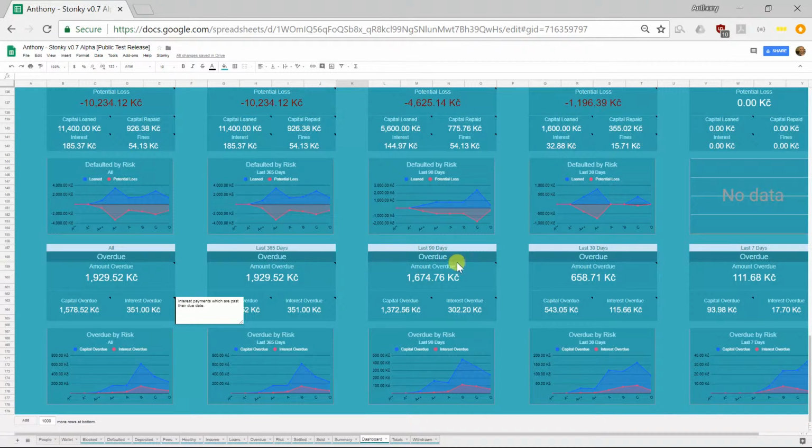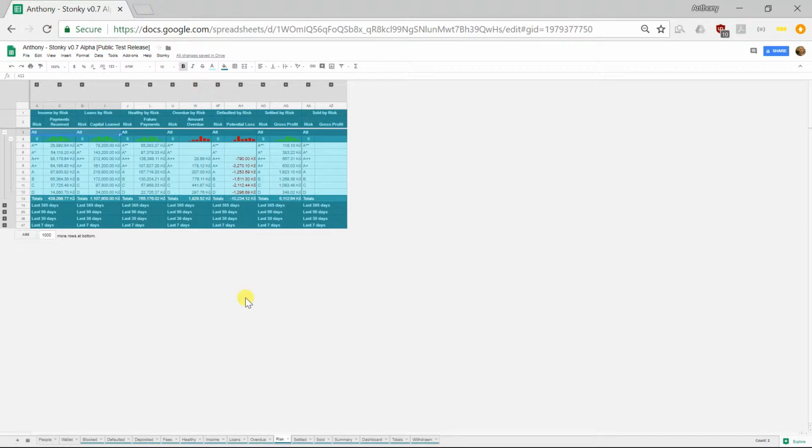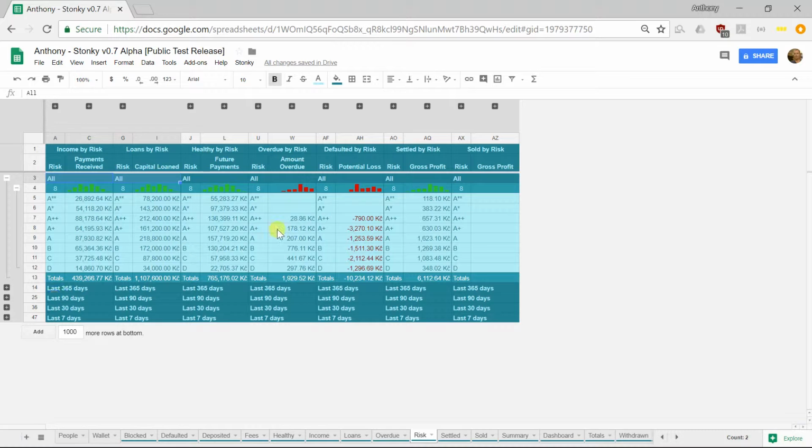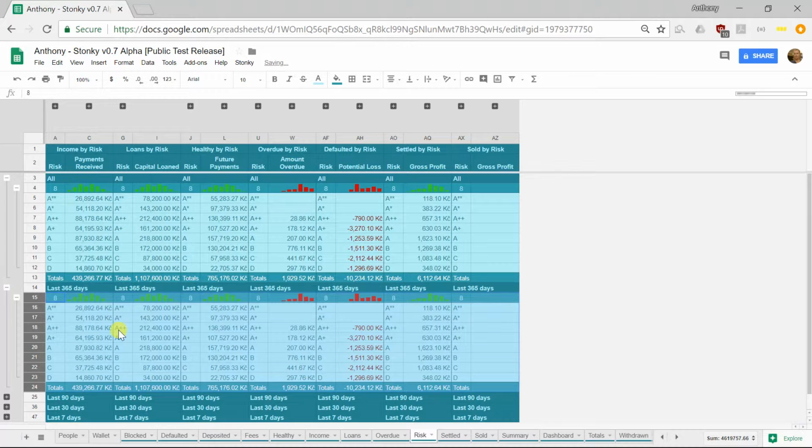And finally, overdue. So people who are just a bit behind on their payments, but not so far behind that they've defaulted yet. Yes, and this data is taken, by the way, from the risk sheet, which is why the risk sheet now, let me just expand this, also includes negative numbers in red and last 365 days. In my case, the last 365 days of last year is equal to all time since I've been with Stonky for slightly under 1 year. For people who've been here longer, of course, these figures will differ.